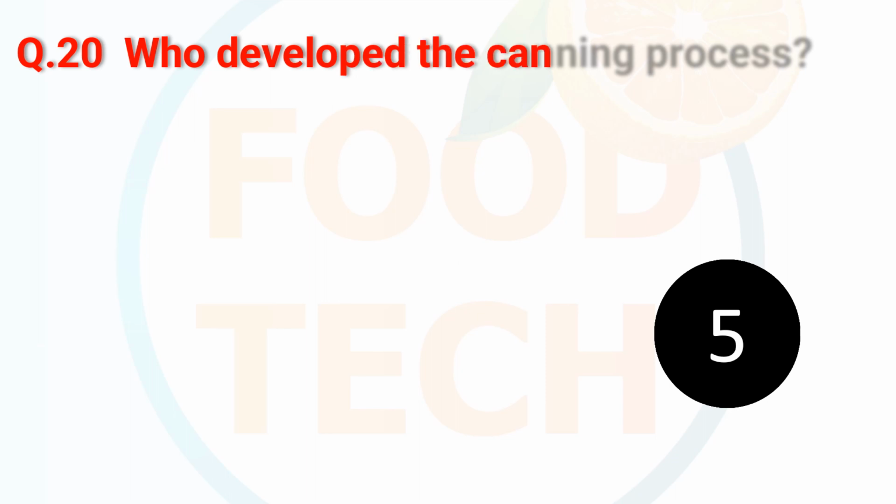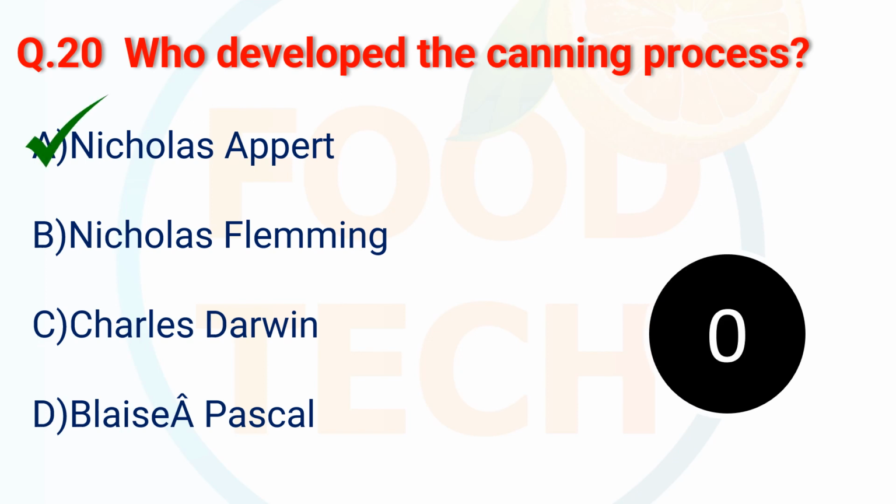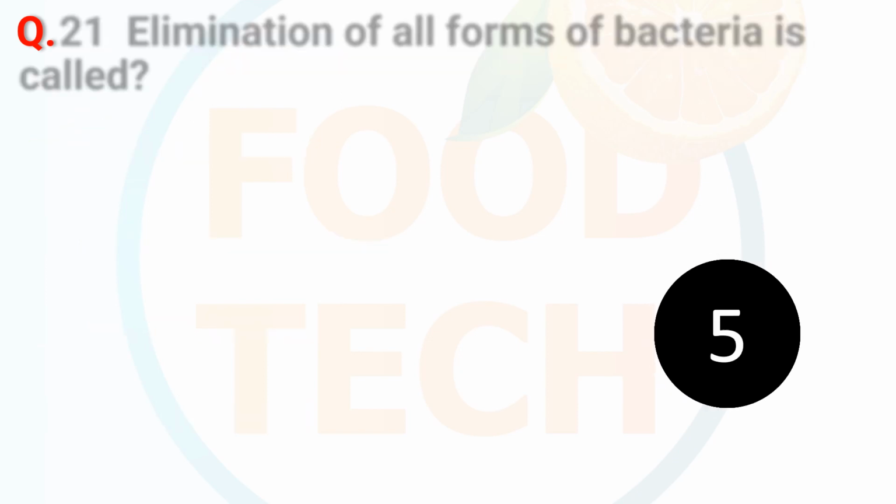Question 20. Who developed the canning process? A. Nicholas Appert, B. Nicholas Fleming, C. Charles Darwin, D. Blaise Pascal. The answer is A. Nicholas Appert.